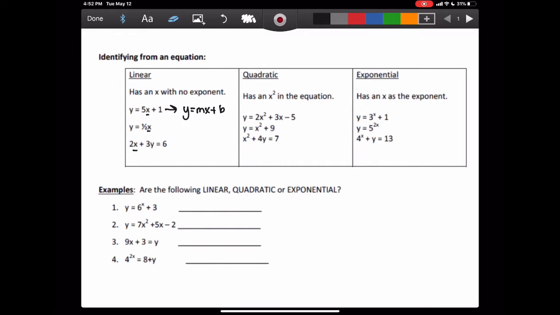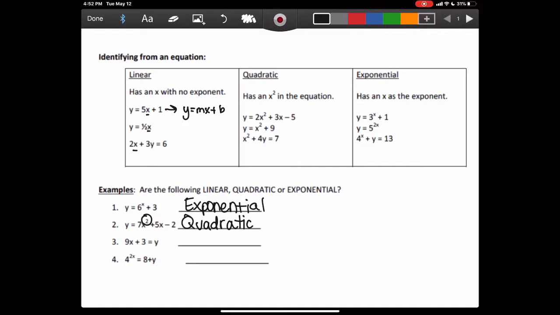All right, let's look at number 1. It says y equals 6 to the x power plus 3. Well, we have an exponent, and is the exponent a number or a variable? It's a variable, so we know that we have an exponential function. Remember, quadratic is only if it's x squared. So let's look at this next one. y equals 7x squared plus 5x minus 2. Since we have that x squared, we know that it's going to be quadratic.